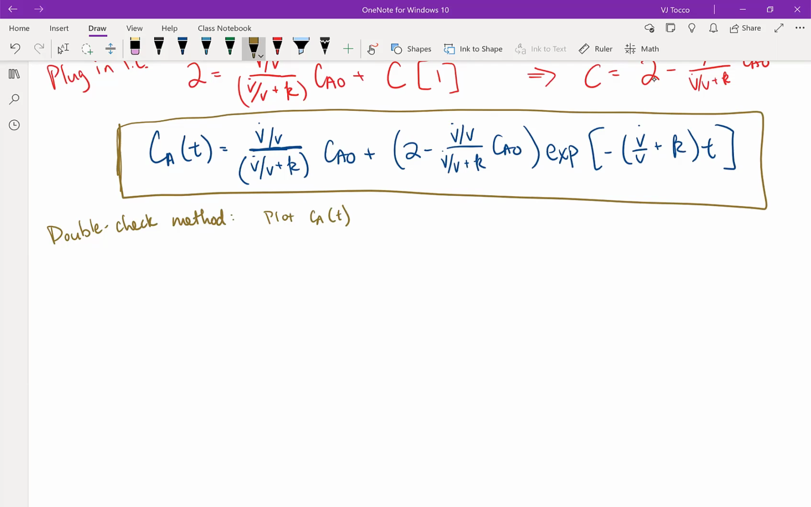So I know that CA is going to start at time 0. Well, let me finish my thought. So plotting this in Excel to see the curve shape, and verifying and making sure that it makes sense.